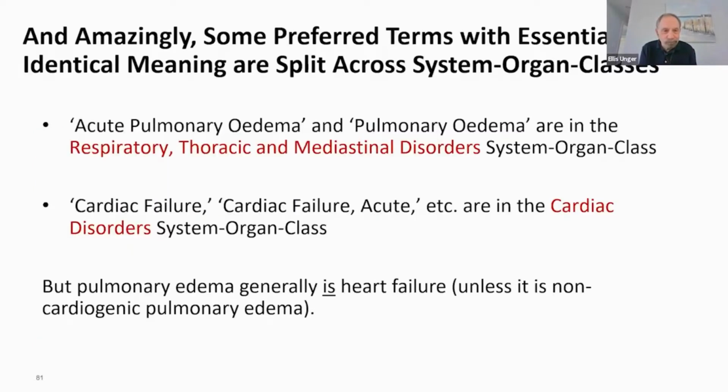Next slide. And amazingly, some preferred terms with essentially identical meaning are split across system organ classes. So acute pulmonary edema and pulmonary edema, what I just showed you, they're in the respiratory system organ class, whereas cardiac failure are in the cardiac disorders system organ class, and yet they all mean heart failure. So they're separated in different silos. Well, it's crazy.